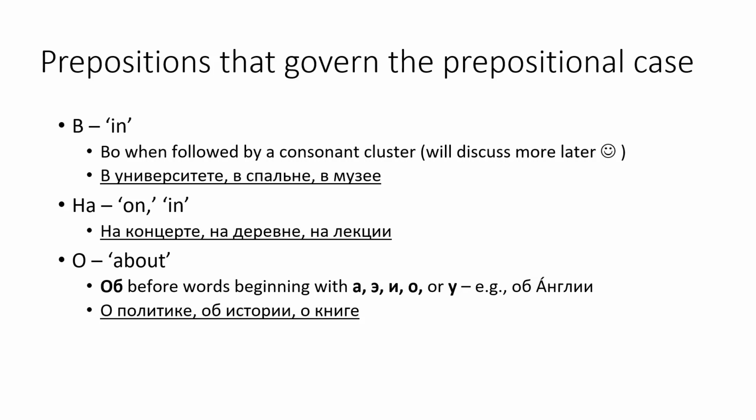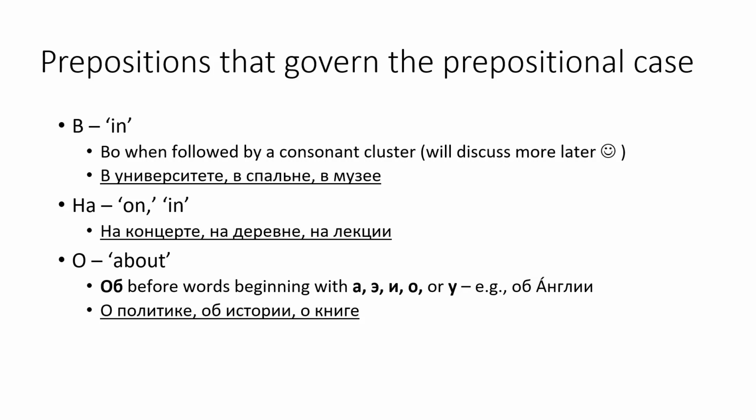На концерте, на концерте. Концерт means concert. At the concert or in the concert, на концерте. На деревне, на деревне. Деревня means village or countryside. So на деревне means in the countryside. На лекции, на лекции. At the lecture or in the lecture. Lecture is лекция. Лекция. And I'll have a vocabulary list at the end of this lesson, so don't worry about looking these words up in their nominative cases. I'll do all that at the end.